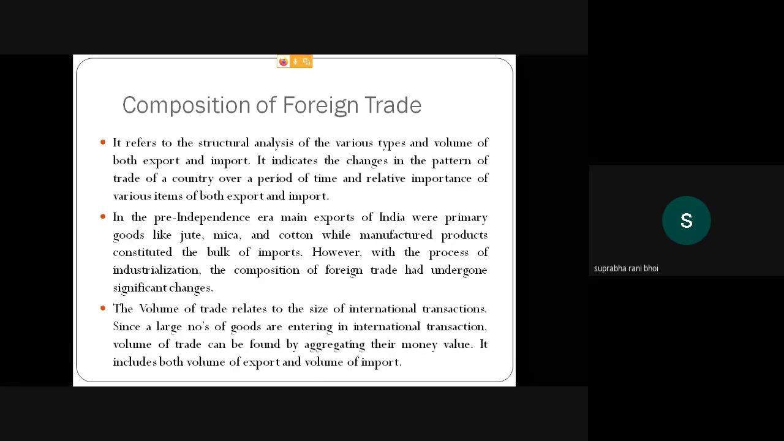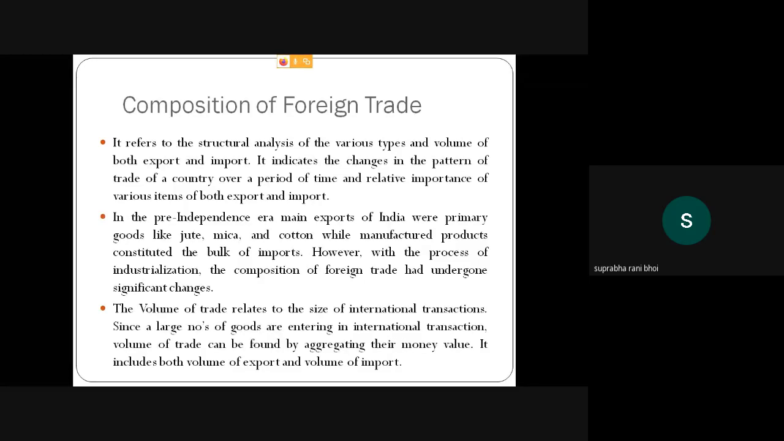So what do you mean by composition? Composition means what are the types of goods that a country is exporting and importing, and in what amount. Suppose we are exporting cotton textiles, that is one type, and volume means how much cotton textile we are exporting. So we are going to study this. Composition means the various types and volumes of both exports and imports. It indicates the changes in the pattern of trade of a country over a period of time, and the importance of varieties of goods and services in our export and import basket.